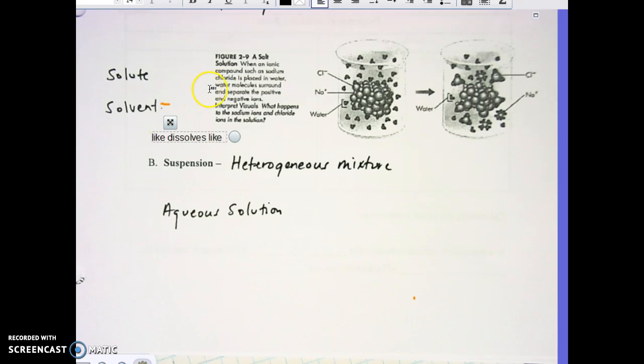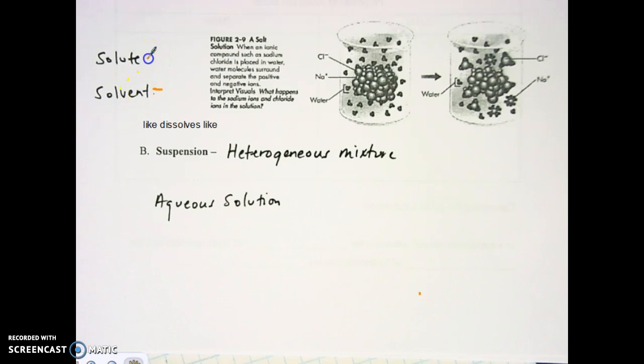So polar molecules can dissolve polar molecules. Nonpolar molecules can dissolve other nonpolar molecules. So that's the technical rule. That would mean if water is the universal solvent, then most things in this world are also polar. The solute is the thing that is being dissolved. So in the example of sugar and water, sugar is the solute, water is the solvent.